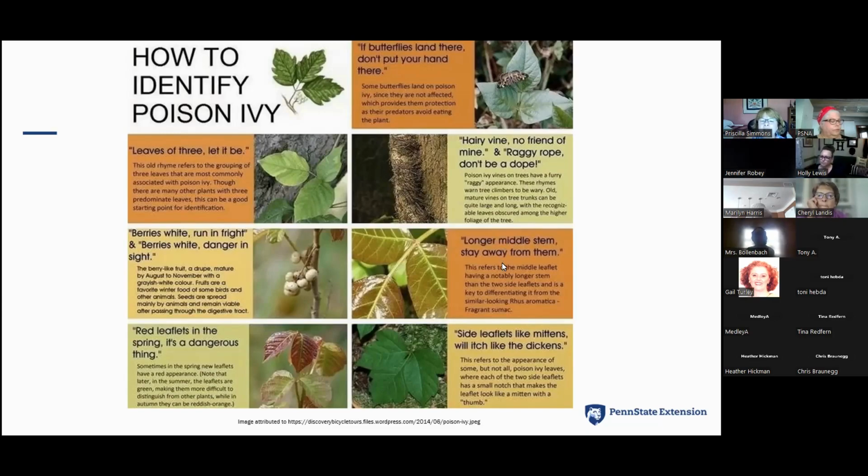Longer middle stem, stay away from them. And that just refers to the fact that this stem here in the middle is a little bit longer. And then lastly, side leaflets like mittens will itch like the dickens. And this particular poison ivy leaf looks a bit like a mitten shape. And that just goes to show that there is some variation in the structure of the leaves. Typically, it's 3 leaves, but this one looks like mittens, this one doesn't. Poison oak has more of a serrated leaf edge.